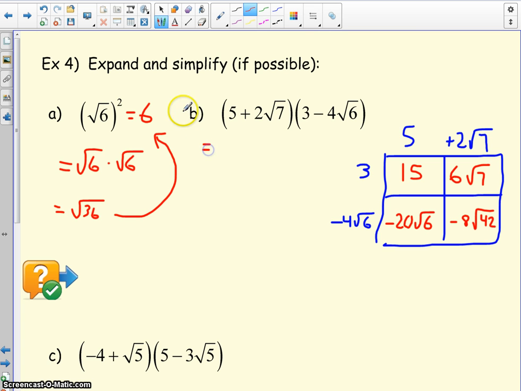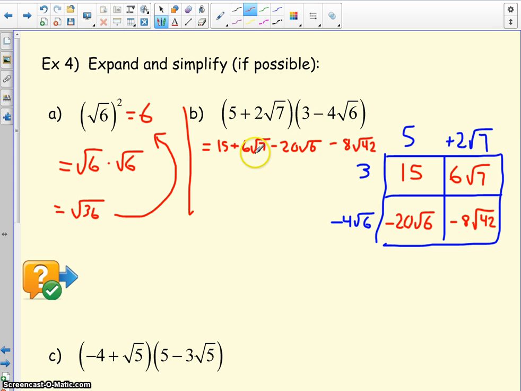So all in all, this simplifies down to 15 plus 6 root 7 minus 20 root 6 minus 8 root 42. So we've gone through all the expanding. We just got to see if this simplifies any further here. So I'm going to see if there's no like radicals here to simplify on. So that part can't be done just yet.